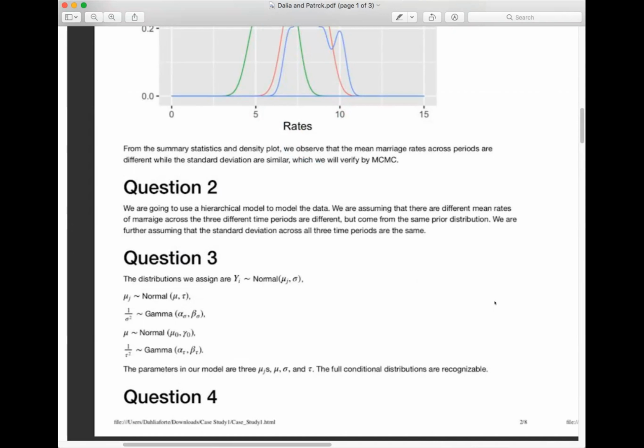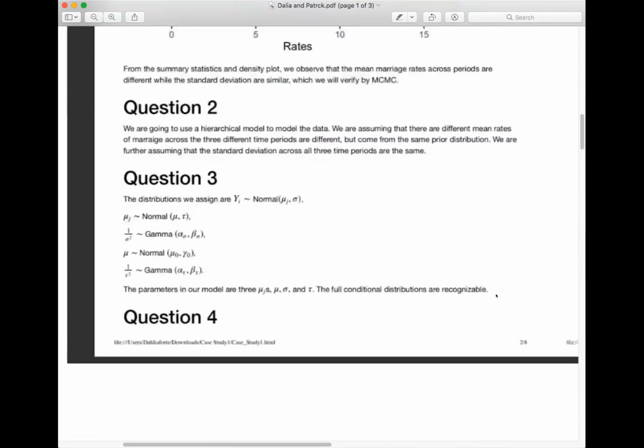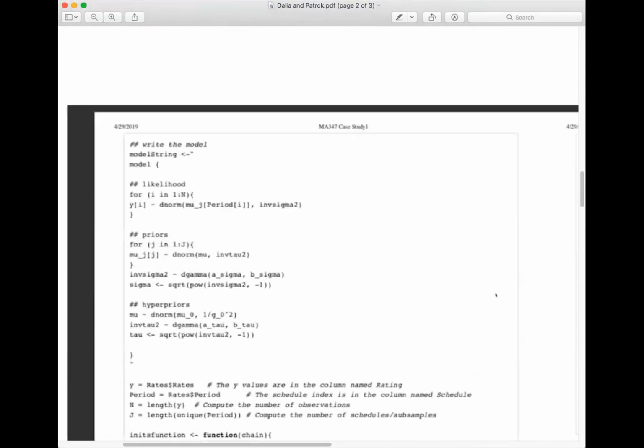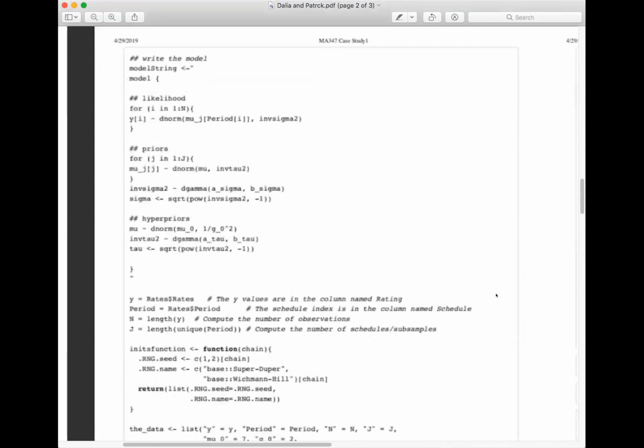We gave sigma a weakly informative prior, and tau, the standard deviation of the mu's, a gamma prior also. Right, so that's here, right? Yeah, and we ran JAGS to get posterior draws of them.